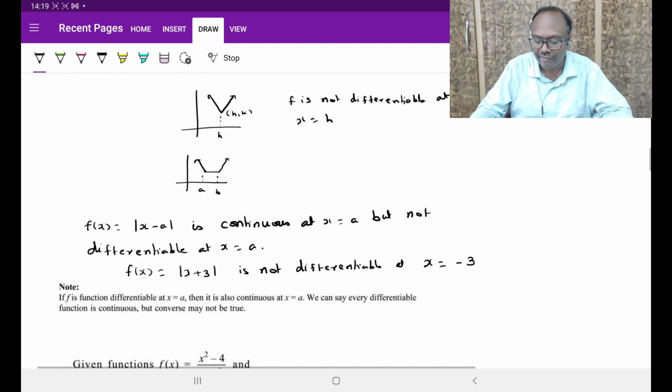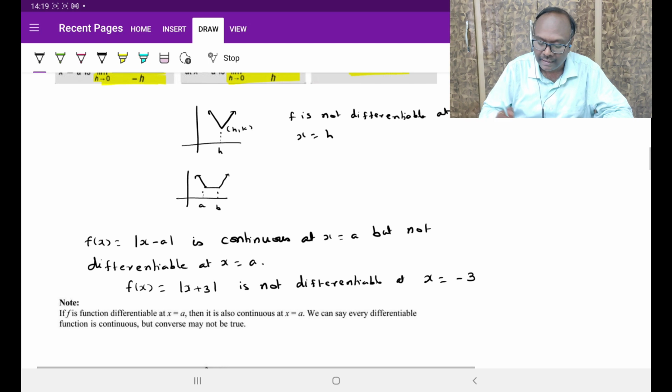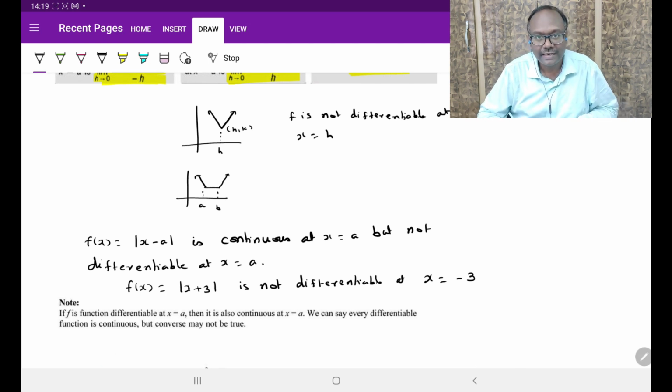The last point before I conclude: all functions which are continuous need not be differentiable, but all functions which are differentiable are continuous. So the preliminary test for differentiability will be continuity. If the function is not continuous, then there is no need to check for differentiability. You can simply say that it is not differentiable.